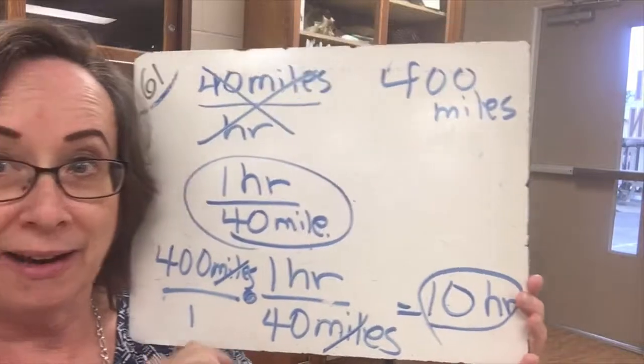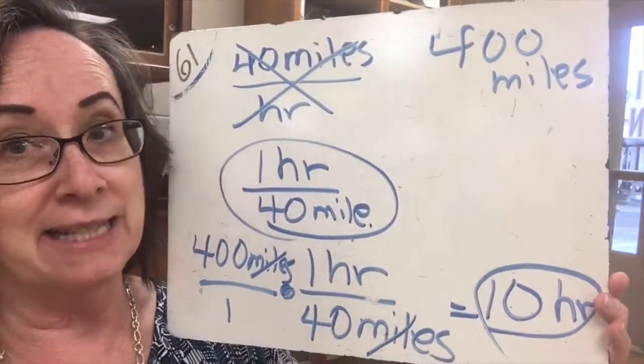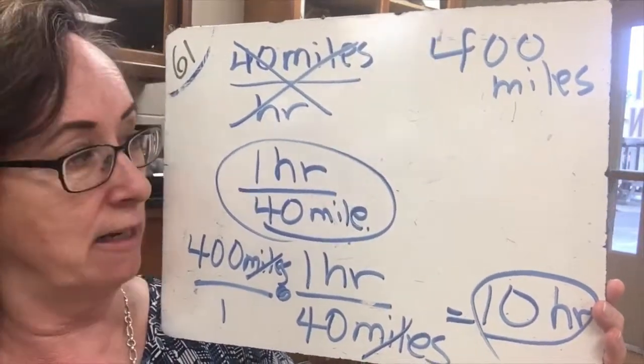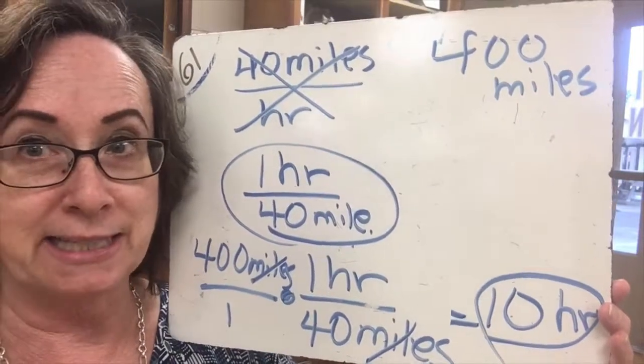And we are done with that lesson. So that's lesson 61, all done. Lots about rates and times and distance.